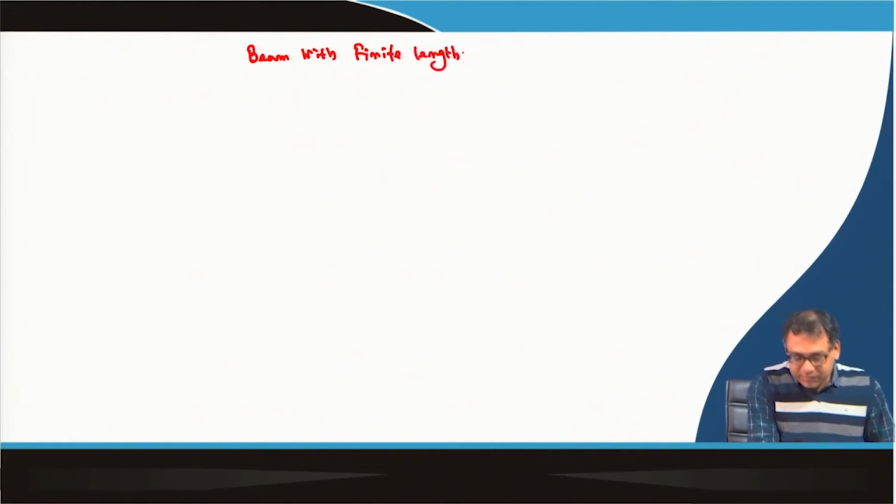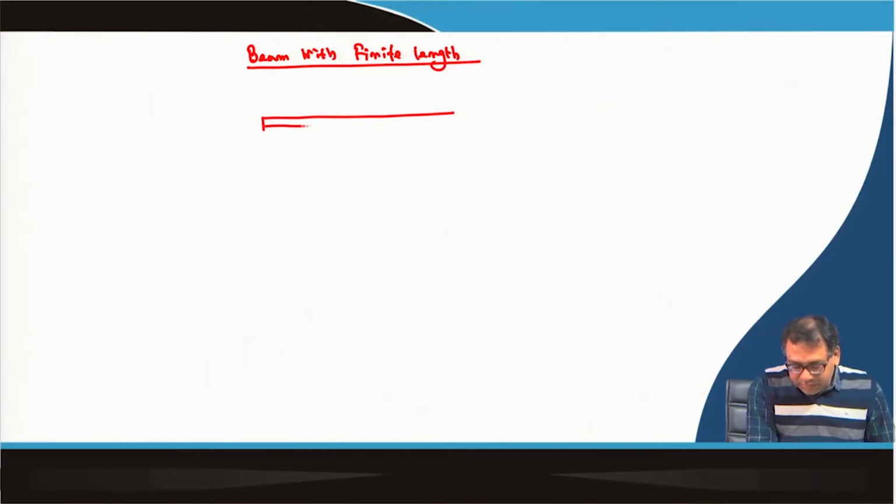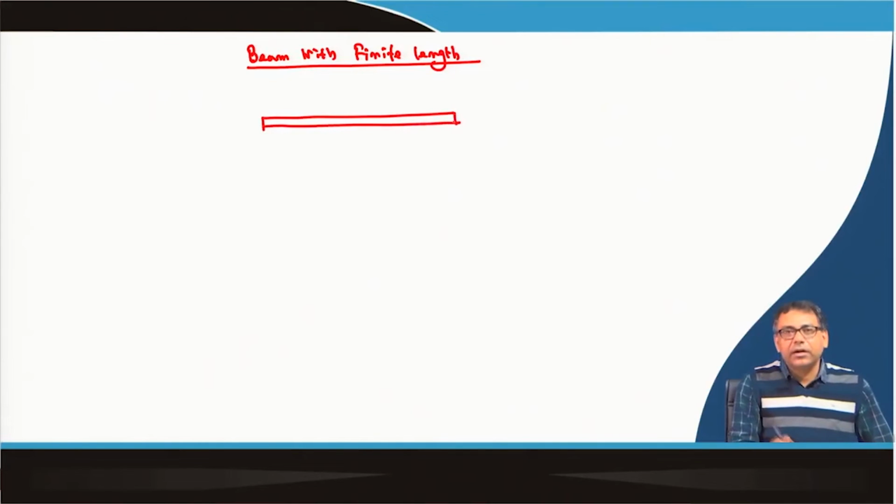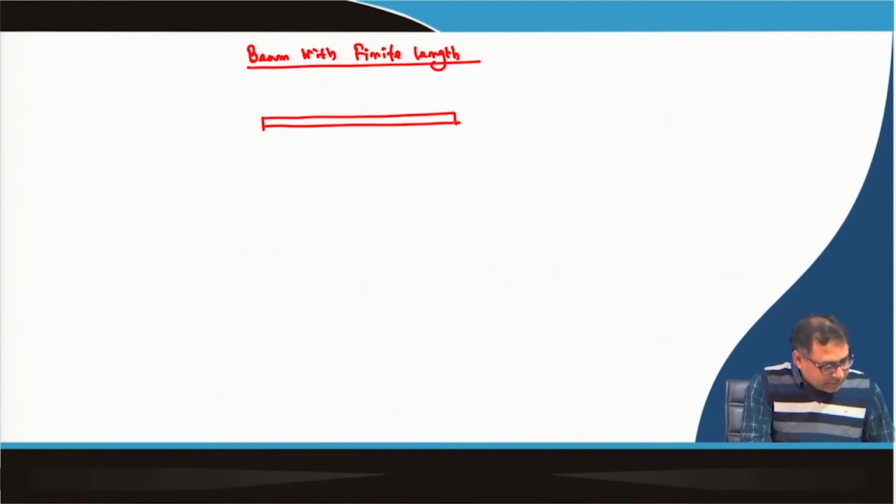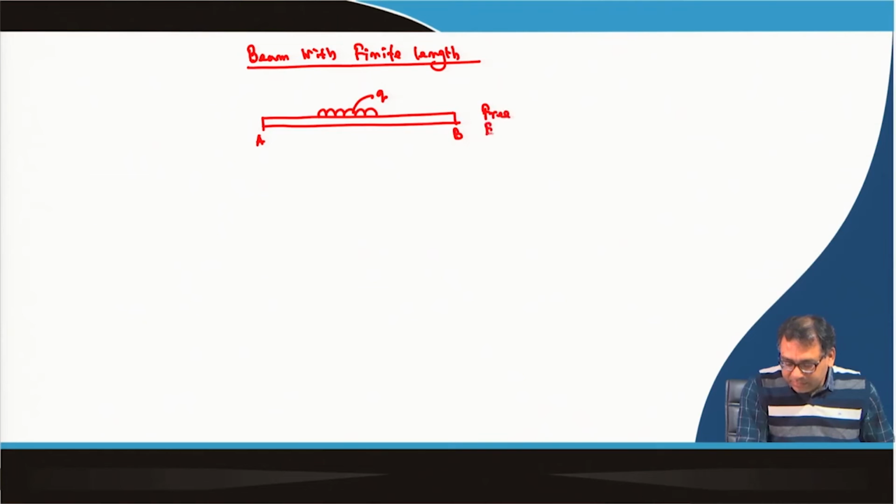So, this is a beam with finite length. A similar type of procedure that we used for the semi-infinite beam is used here. Suppose here also you have a UDL Q, and you have point A and point B. These are free ends. So, this is also a free end.